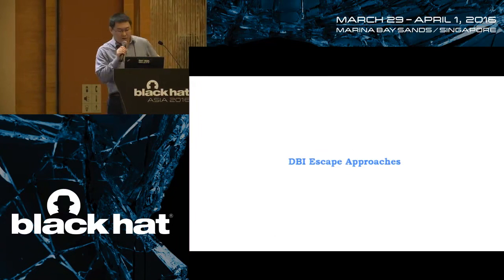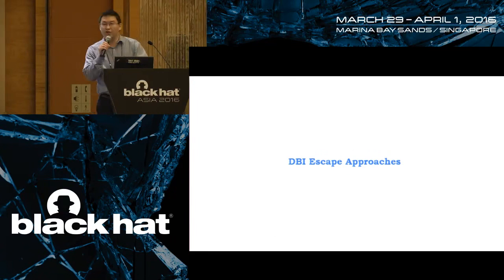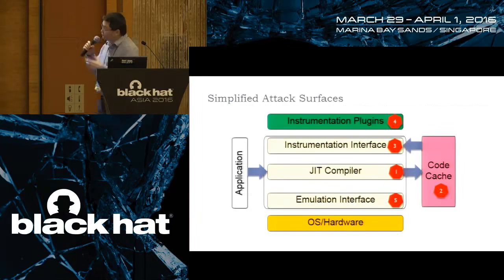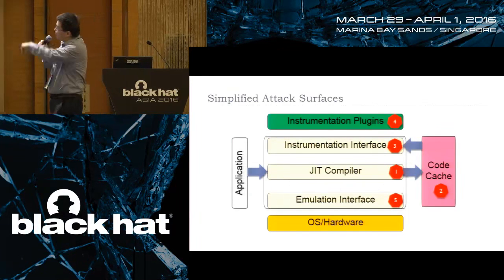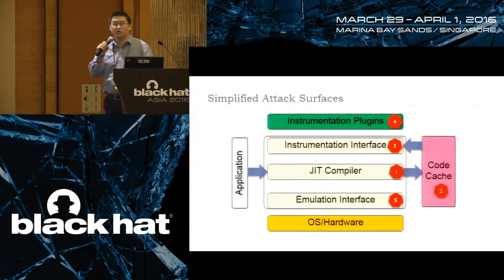So now we talk about what the criteria for escape are, this kind of thing, right? Now we want to talk about how we do the escape in our case. That goes back to the previous architecture diagram. You have a bunch of places to do the escape.